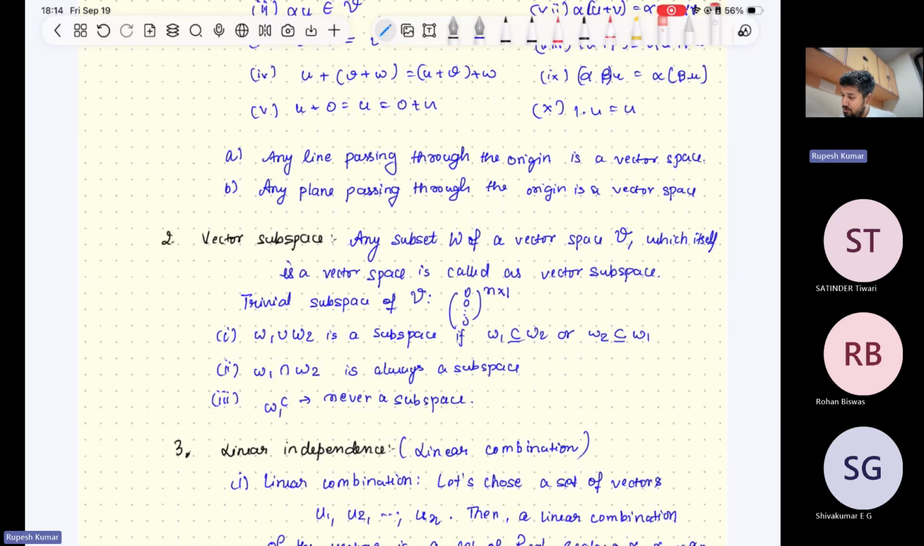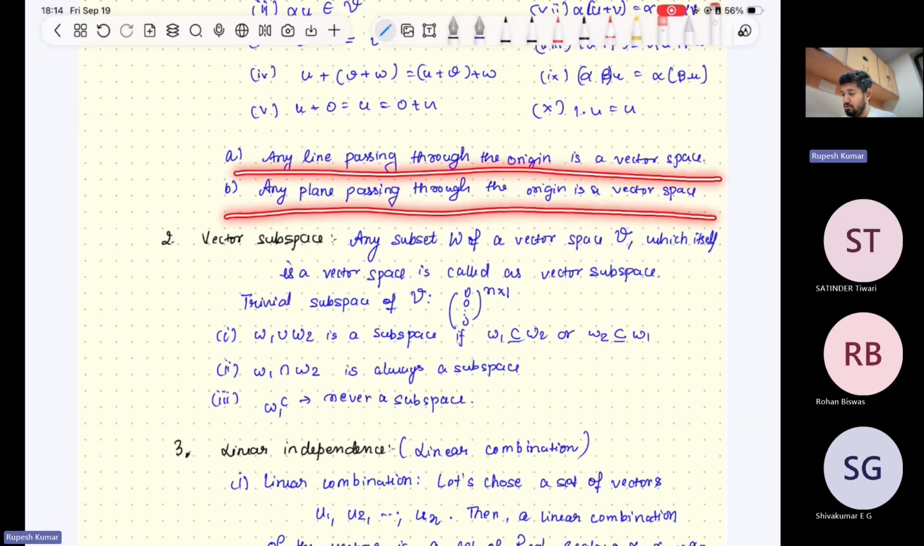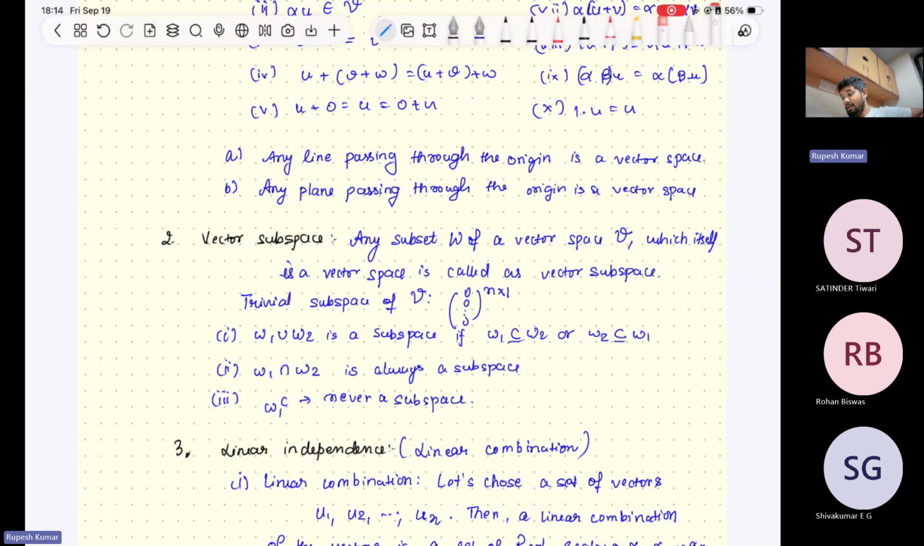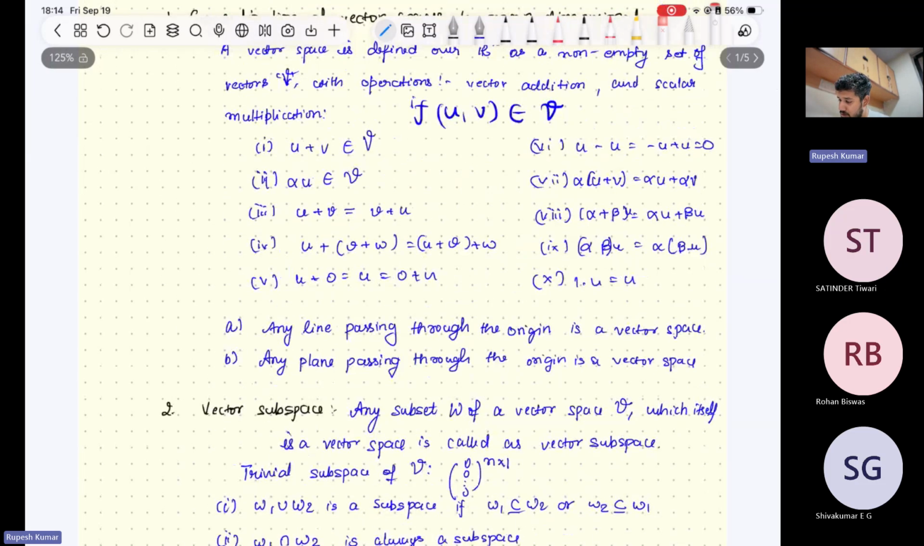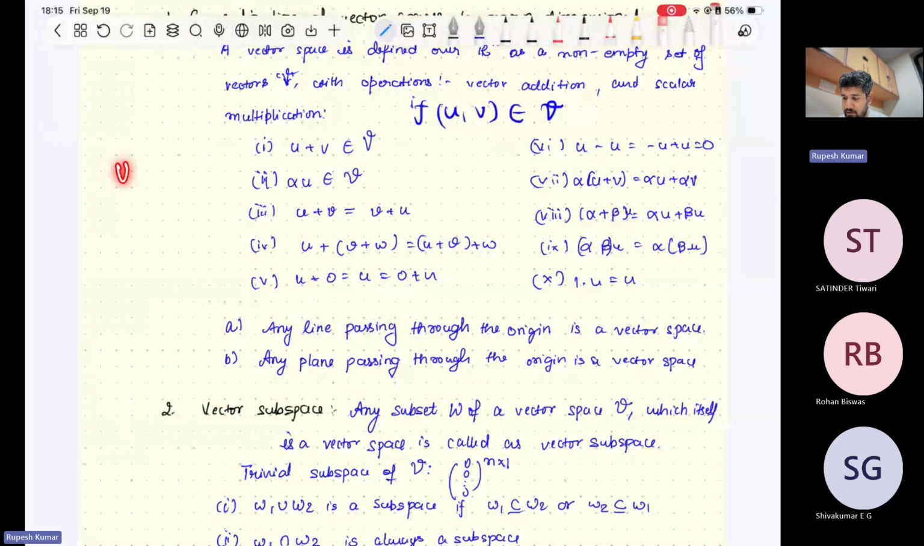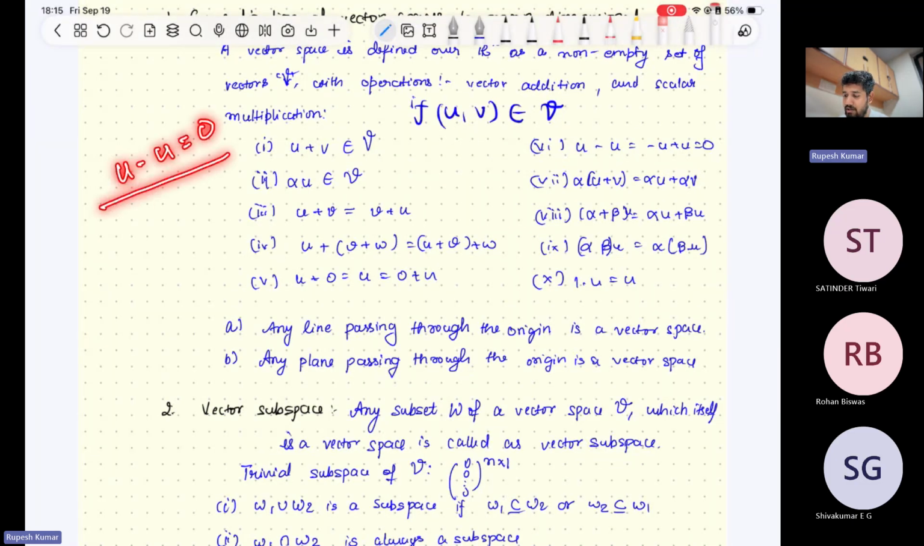And there are some examples. Any line that passes through the origin is a vector space. Any plane passing through the origin is a vector space. Why does it have to pass through the origin? Because of properties 5 and 6, right? You need to have 0 in your vector space as well as an inverse should exist. So u minus u has to be 0, the additive inverse basically.